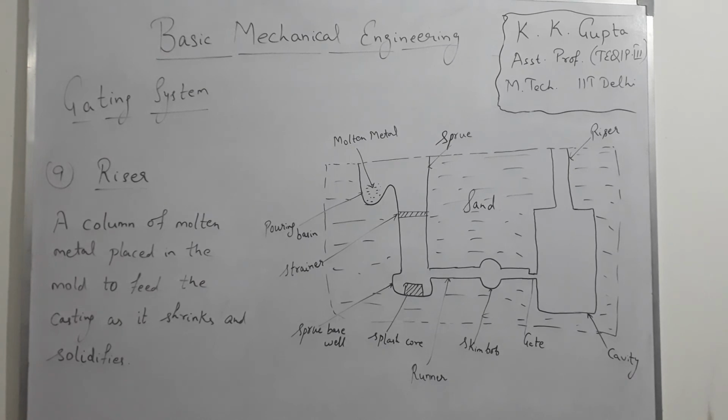Ninth is riser. It is a column of molten metal placed in the mold to feed the casting as it shrinks and solidifies. If it is placed at the top of the casting, it is called top riser, and if it is placed at the side of the cavity, it is called side riser.